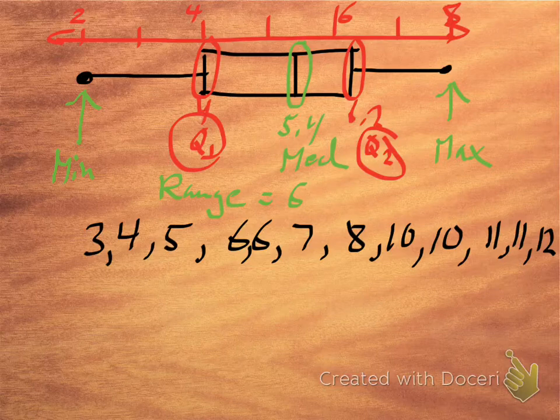Then what happens is you draw the box. You draw 3 vertical lines for the 2 quartiles and the median, and that forms the box. That's the middle half of the data. The whiskers are the first quarter of the data and the last quarter of the data.